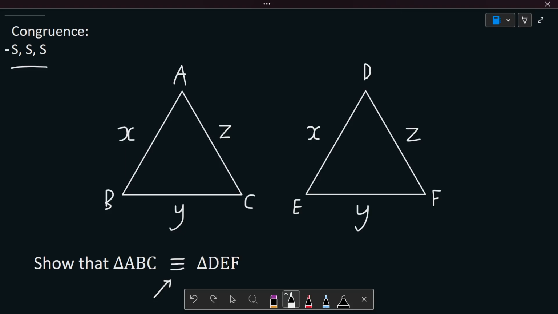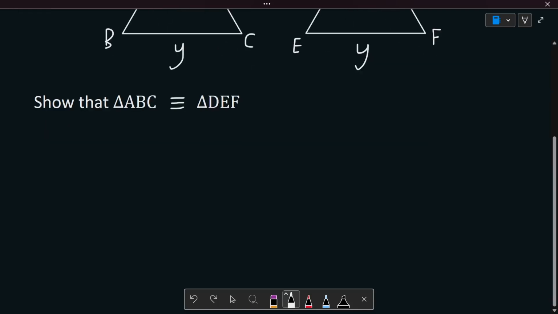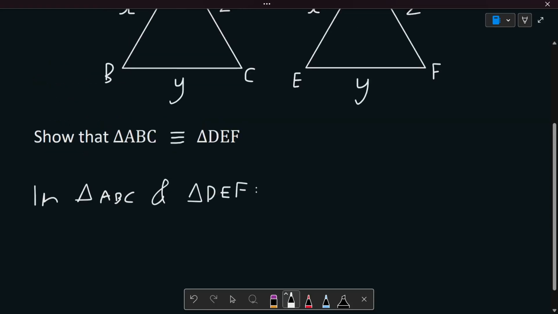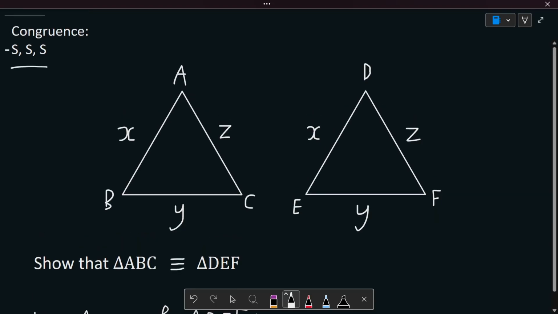So how are we going to answer these questions? We're going to do the exact same thing we did with similarity. Our first step is showing which triangles we are working in. So in triangle ABC and triangle DEF, colon. Now we are going to compare the triangles. Remember, our first step is to state which triangles we're working in, and our second step is to compare the triangles.